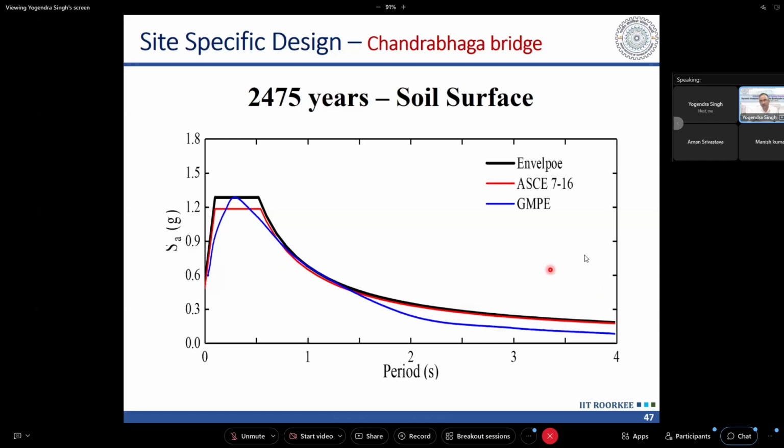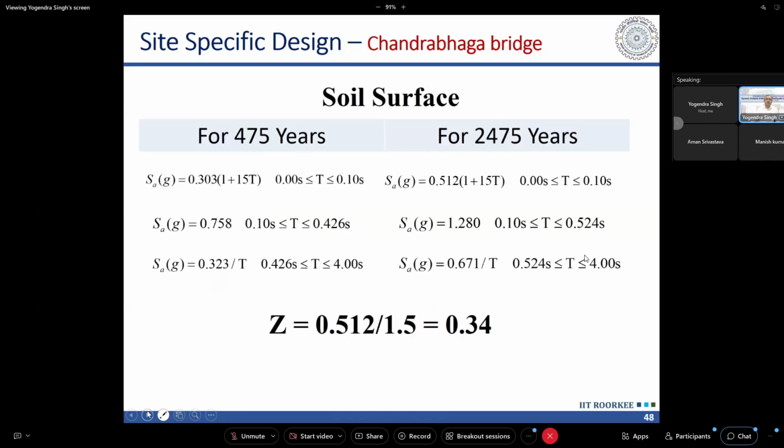And the reason for this is, as I explained earlier, that MCE is higher amplitude motion. So with higher amplitude motion, the energy dissipation in the soil is more. So amplification in MCE is different than the amplification in DBE. So this is another important aspect which is currently being missed in our course.